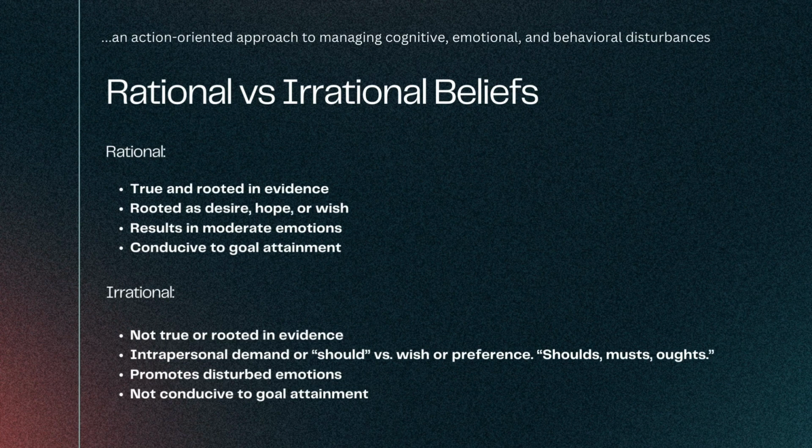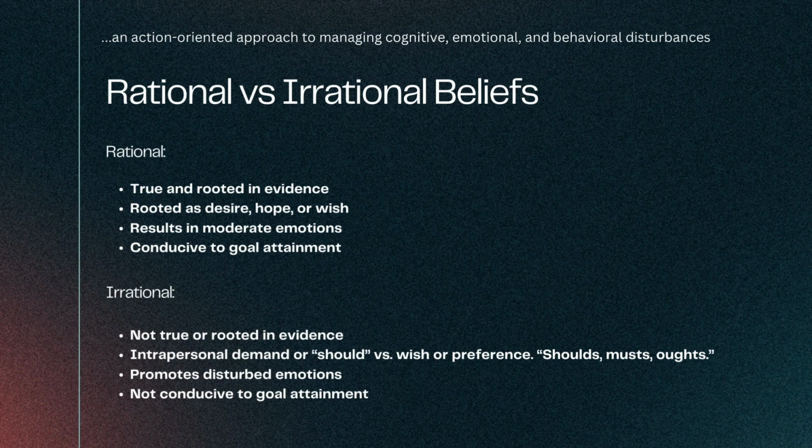REBT defines rational thoughts as true and rooted in evidence, rooted as desires, hopes, or wishes, results in moderate emotions, and conducive to goal attainment. Irrational thoughts are not true or rooted in evidence, interpersonal demands, shoulds versus wishes or preferences. So there's an emphasis on irrational beliefs related to what the text referred to as shoulds, musts, oughts, and it promotes disturbed emotions. So it's also not conducive to goal attainment.